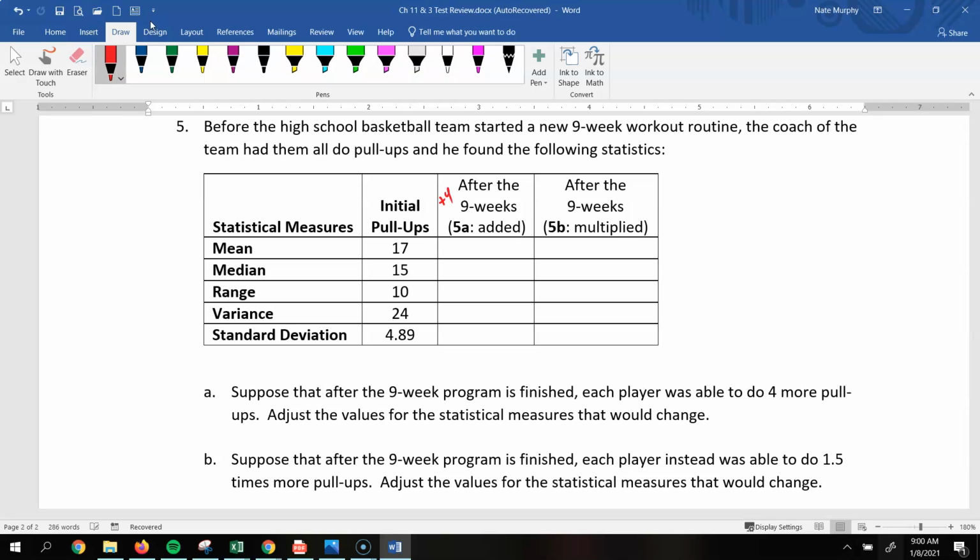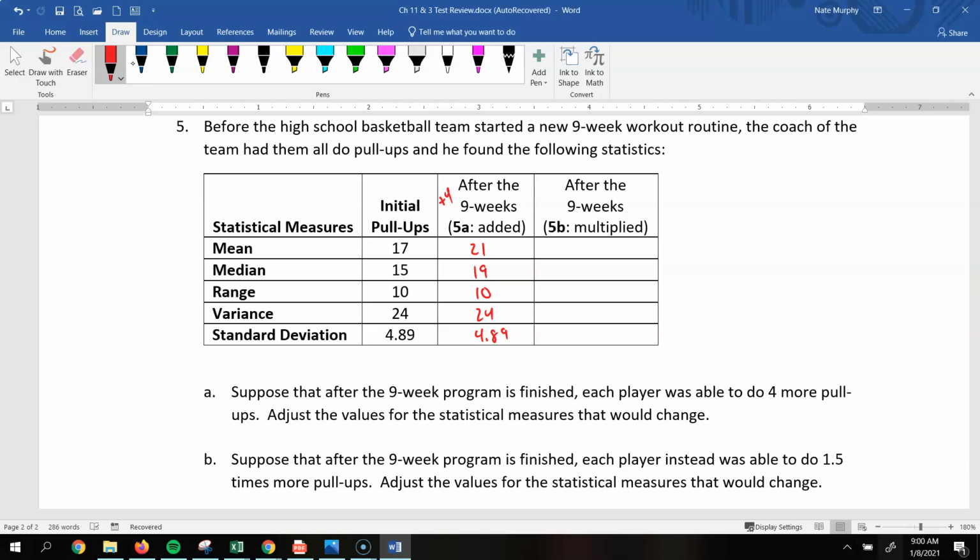So if we're going to do 4 more pull-ups, that means we're going to add 4 to certain ones. We're going to add 4 to the mean and the median. And so when you add 4 to those, the others are going to stay the same, because remember, those are the measures of spread. And if we add 4 to a set of data, it doesn't affect the measures of spread. So the mean would change to be 21. The median would change to be 19. Now, if the mode was also listed here, the mode would also change, but it's not here. But the other ones, like I said, would stay the same.